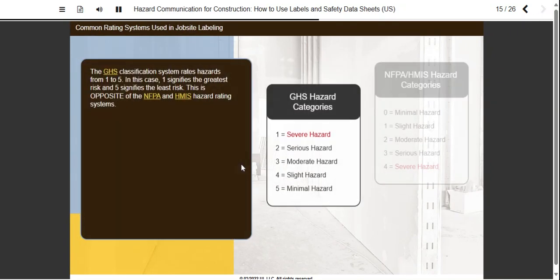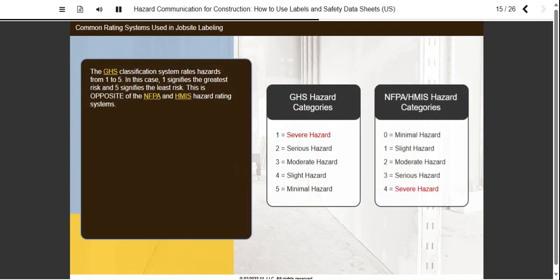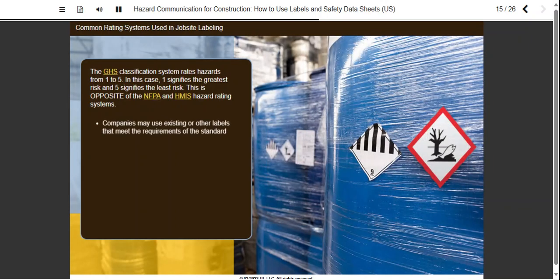The GHS classification system rates hazards from 1 to 5. In this case, 1 signifies the greatest risk and 5 signifies the least risk. This is the opposite of the NFPA and HMIS hazard rating systems that you may still see around the job site. Companies may choose to label workplace containers with the same label with which they were shipped, or with alternatives that meet the requirements of the standard.